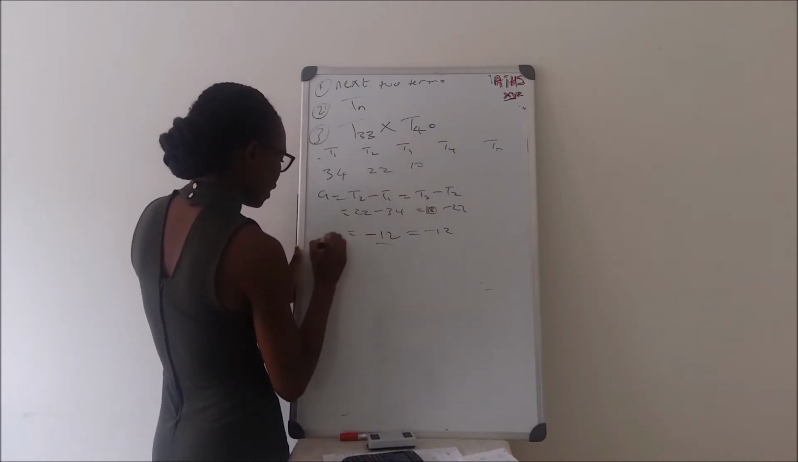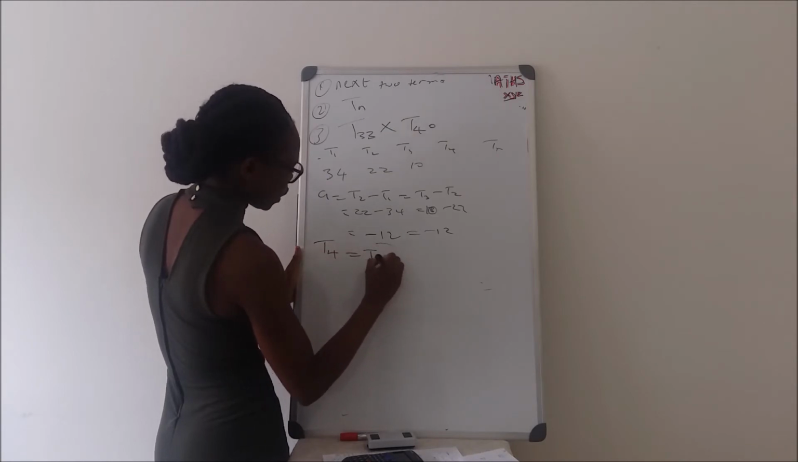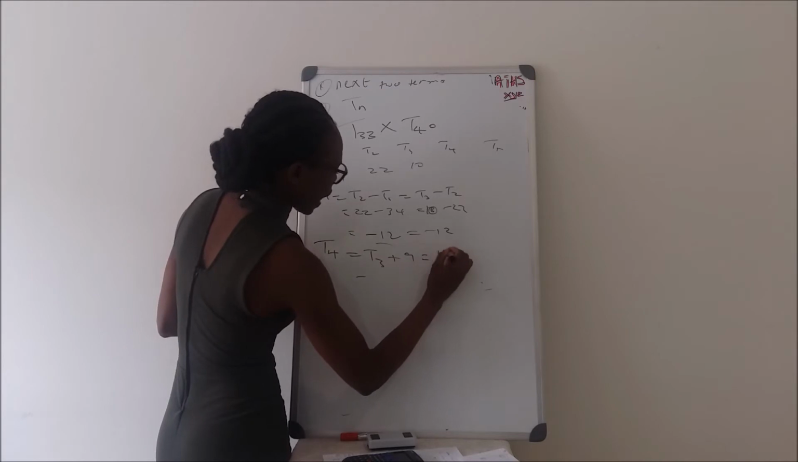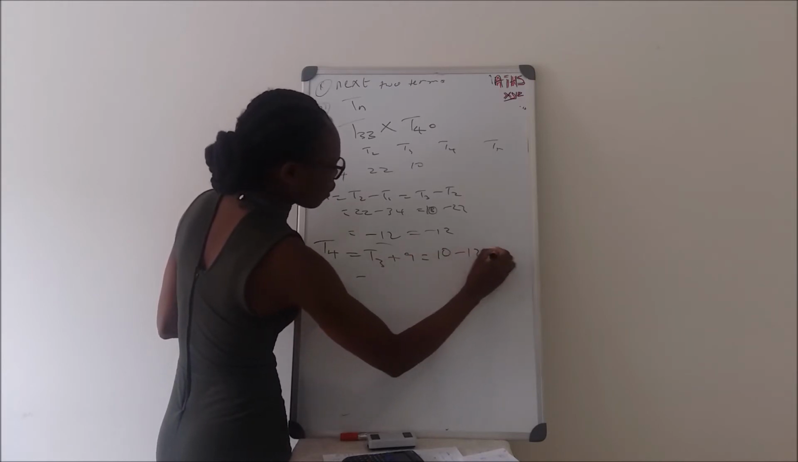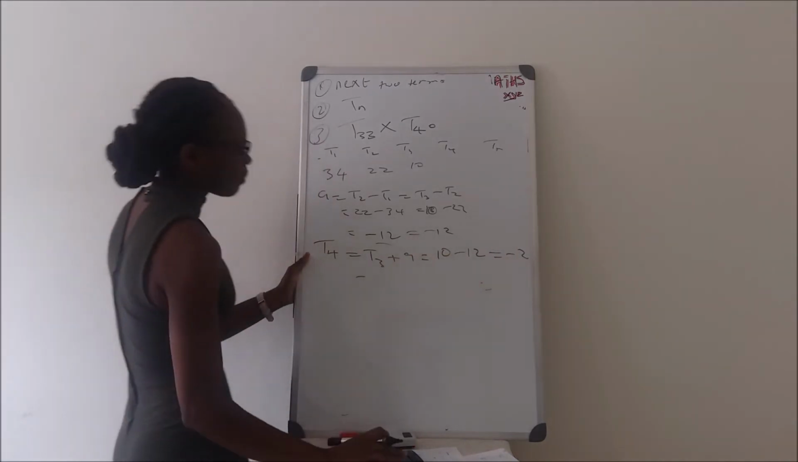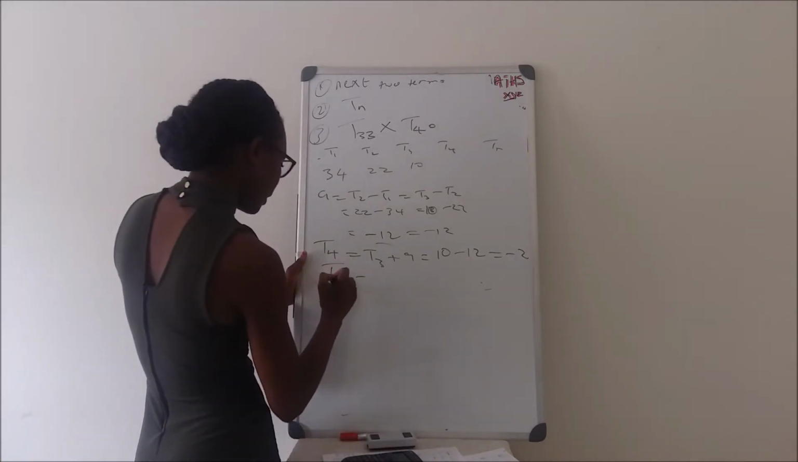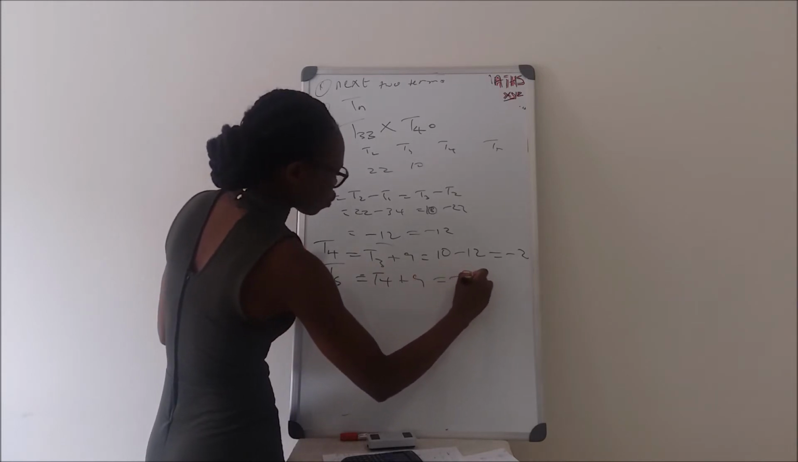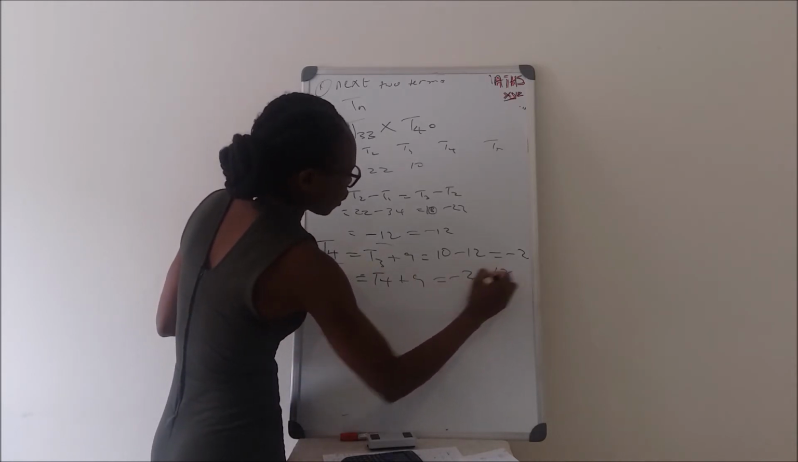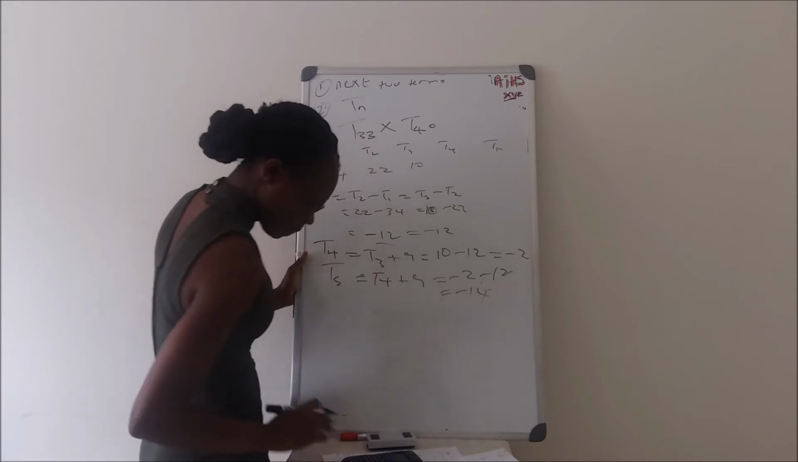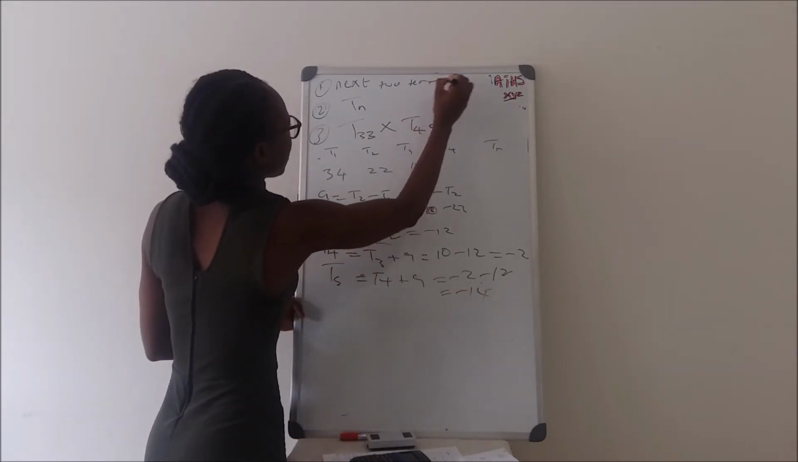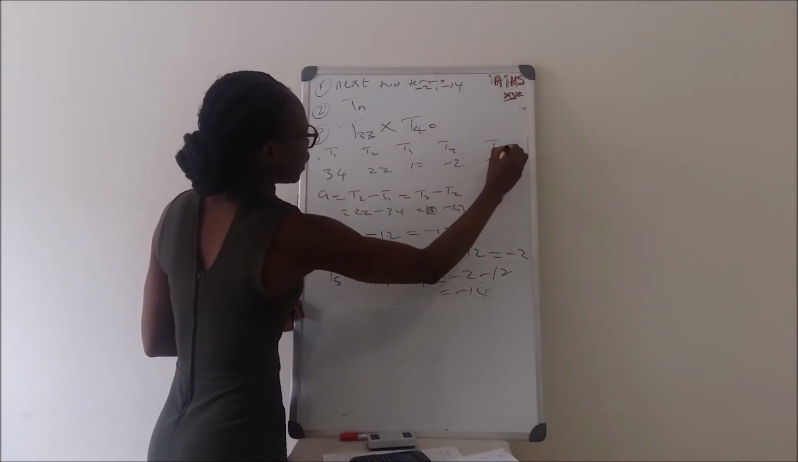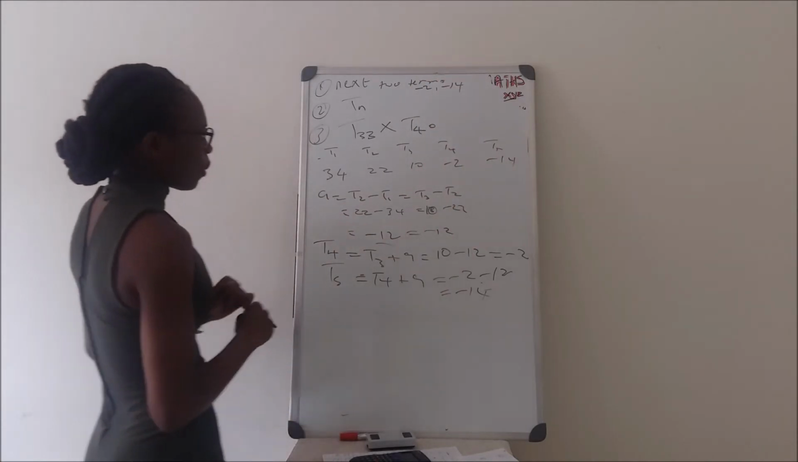To get the next two terms, T4 is equal to T3 plus A, which is the difference. T3 is equal to 10 plus A, which is negative 12. This gives negative 2, since 10 minus 12 is equal to negative 2. So our T5 is equal to T4 plus A, which is negative 2 minus 12, which gives negative 14. So the next two terms are negative 2 and negative 14. Right, so we got that, guys.